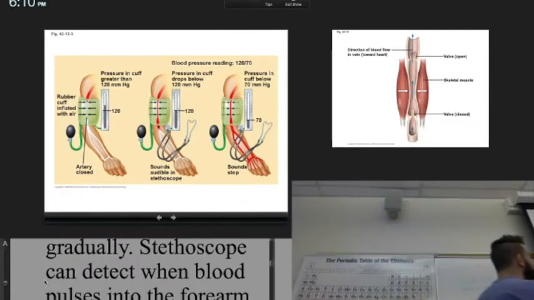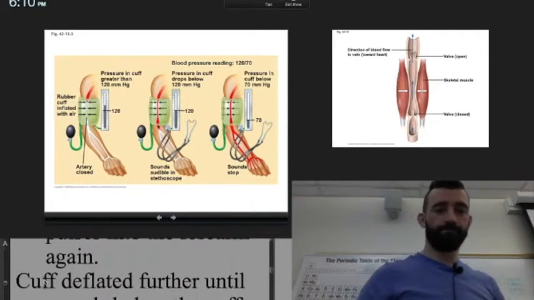And they continue relaxing the pressure in the cuff until they stop hearing anything at all. And that's your diastolic pressure.